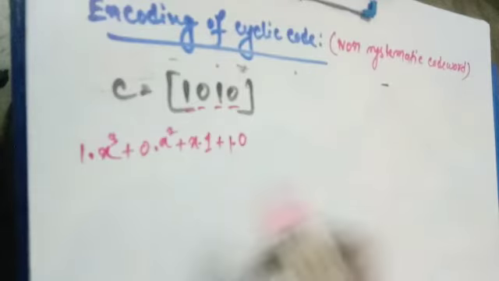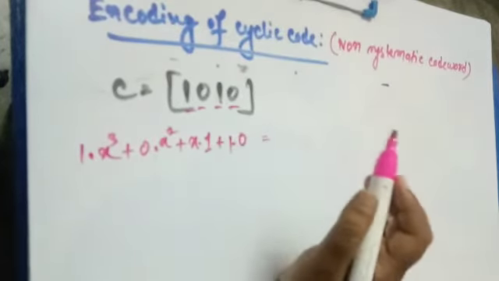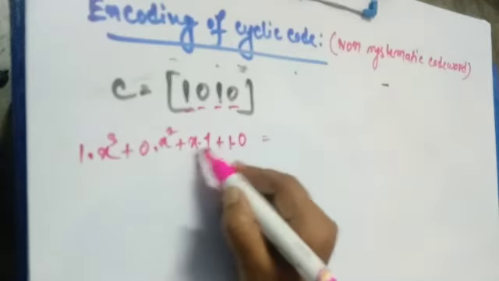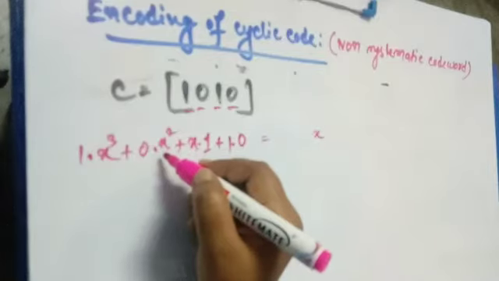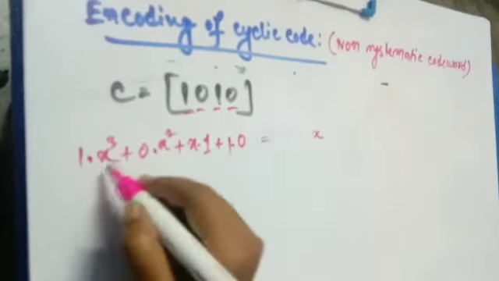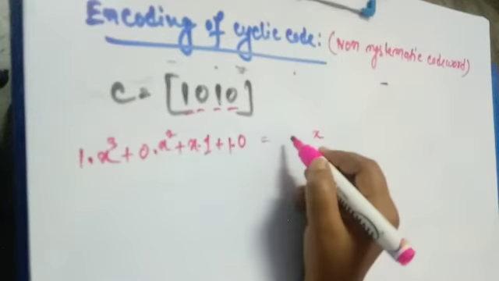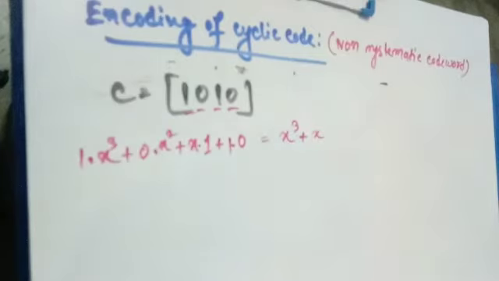Now, 1 multiplied with 0 is 0. x multiplied with 1 is x. 0 multiplied with x square is also 0. And 1 multiplied with x cube is x cube. So our final polynomial is x cube plus x. In this way, you can easily convert a code word into its polynomial form.